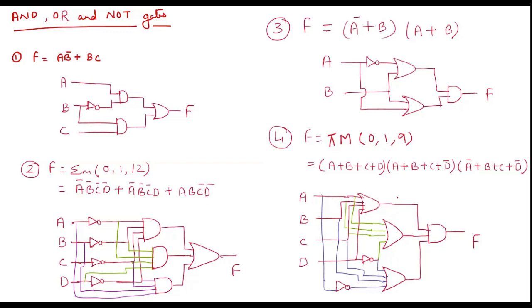To this gate I'm getting the first max term over here, second one with green lines, so you can see the second term is over here starting from the NOT gate, and third one with blue lines, so I'm getting the third max term over here. Now joining all these three max terms through the AND gate, I'm getting the final answer over here, F equals this given pi of m 0, 1, 9.